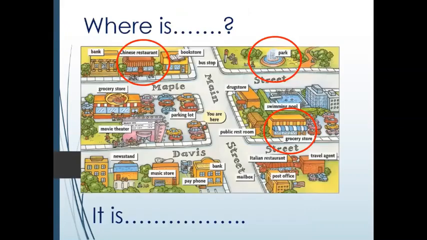Now, on your notebook, you're going to write 3 questions and the answer using where is and the places that are circled. For example, number 1 is Chinese restaurant. In your notebook, you're going to write where is the Chinese restaurant? And you're going to answer it is blah, blah, blah. Then you're going to write where is the park? And then you're going to answer, right? And also about grocery store. If you want to do more, you can do it, right?